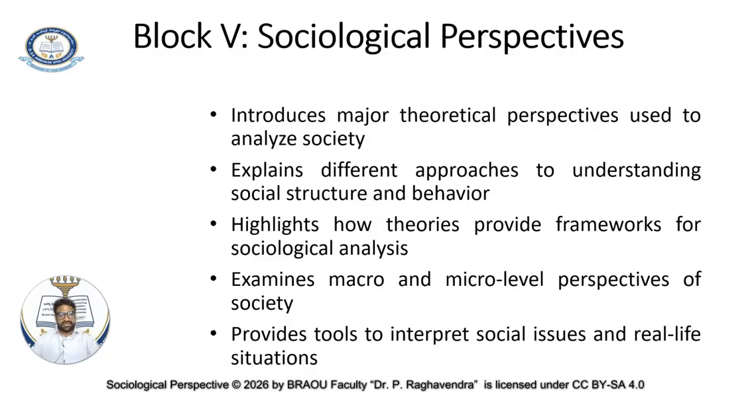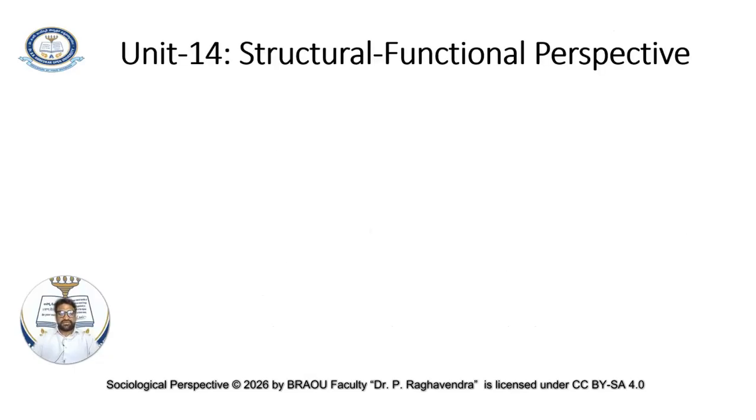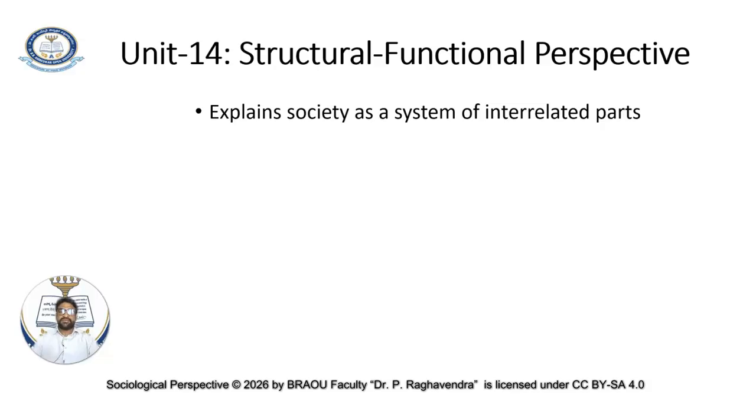This block has 3 units: Unit 14, Unit 15 and Unit 16. Unit 14 deals with the structural functional perspective. It explains society as a system of interrelated parts. In other words, it argues that the parts of society cannot be seen and studied in isolation.